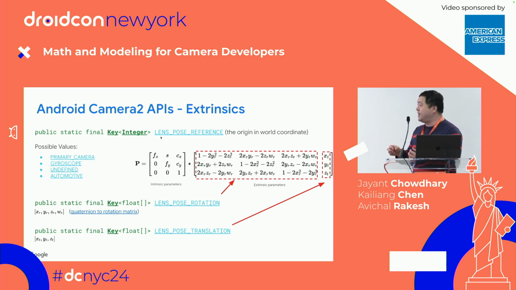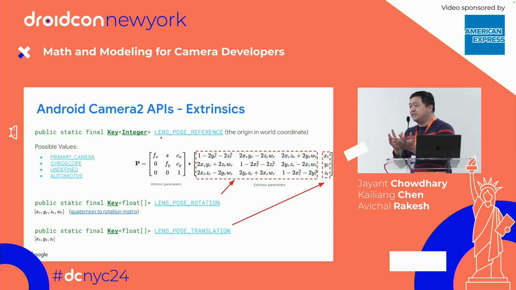Because every point defines a vector, you need to understand the origin of the world, what the reference is. So here the possible values can be the primary camera, or the camera center, or the gyroscope on your device, or the automotive sensor, which is the Android Auto sensor. Here, undefined is used in some use cases, like a foldable device.